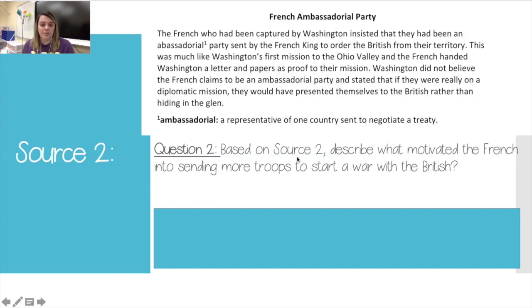So question two says, based on source two, describe what motivated the French into sending more troops to start a war with the British. Again, this is where we would pause, copy the question, and come back and reflect.